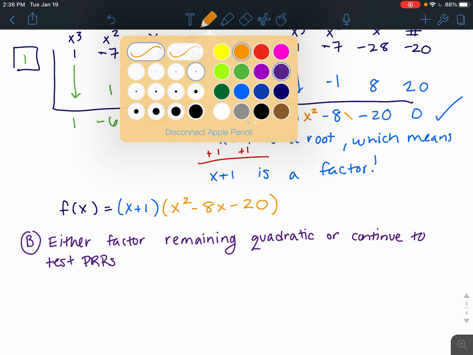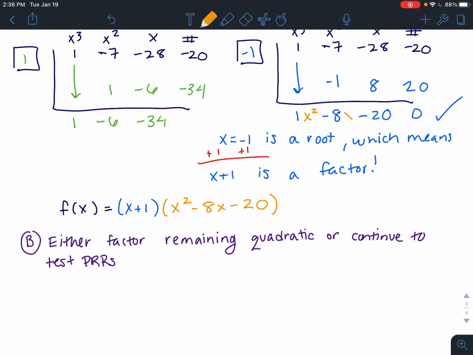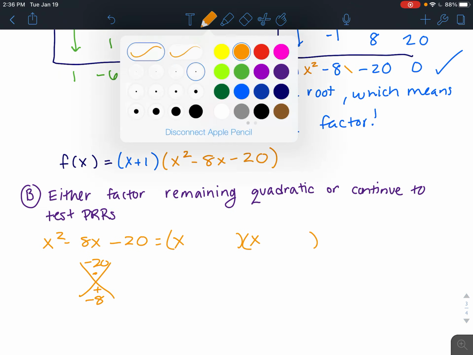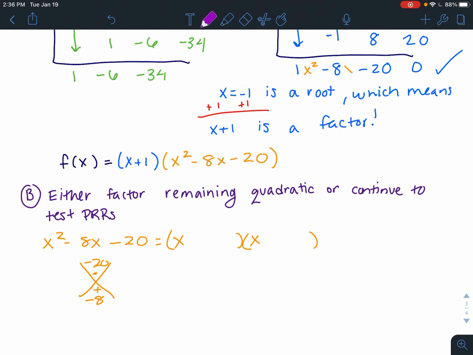Right, so I'm going to choose to factor. So x squared minus 8x minus 20. I want to multiply to negative 20, but add up to negative 8. So I know I'm going to be putting x's here because my a value is 1. Okay, so I know that if I multiply negative 10 and positive 2, I get negative 20 back, and if I add, I get negative 8. So those numbers will work.